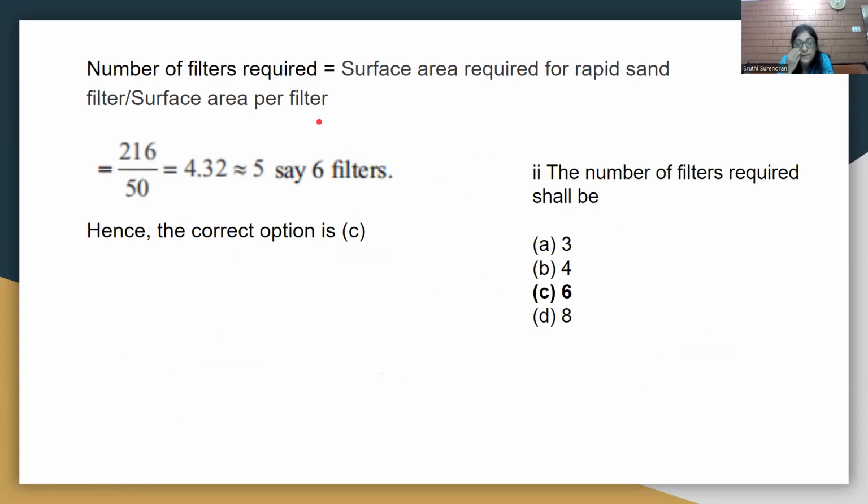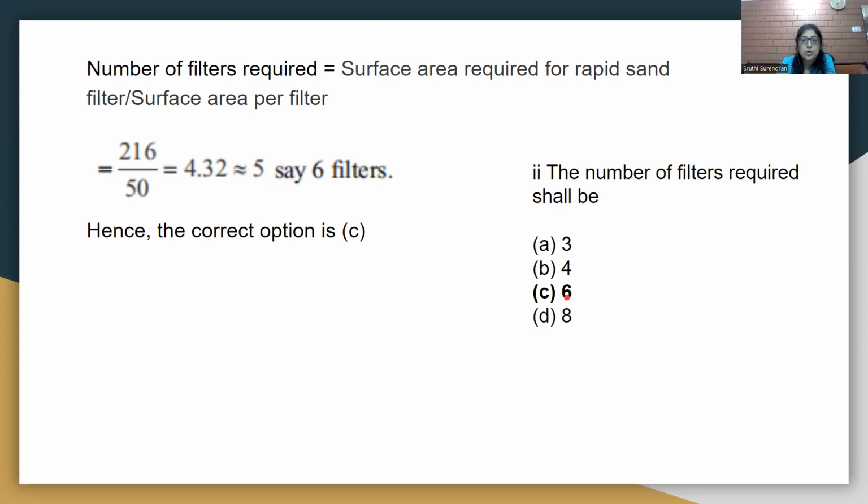Now we have 50 meter square per filter. So 216 is the total area required. 216 divided by 50 is going to give us 4.32, which is almost equal to 5. So the requirement is 5 filters. Since the option here is not having a value of 5, we will go to the next bigger number, not the next smaller number, next bigger number, which is 6. So the number of filters required shall be 6. So option C would be the correct answer.